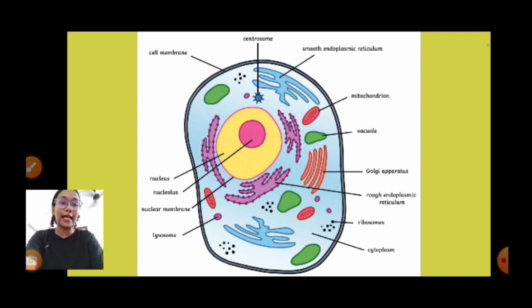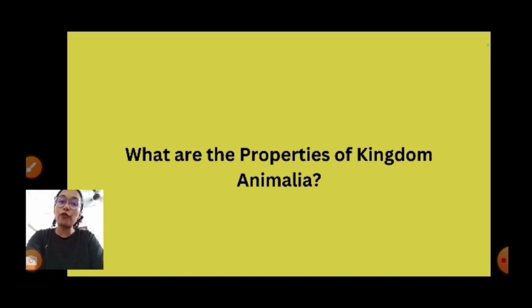Moving on to the next point. This is homework for you. What are the properties of kingdom Animalia? Just make a note of it. This is the end of these kingdoms. Details we'll study, as I have already told you, in chapter 4.